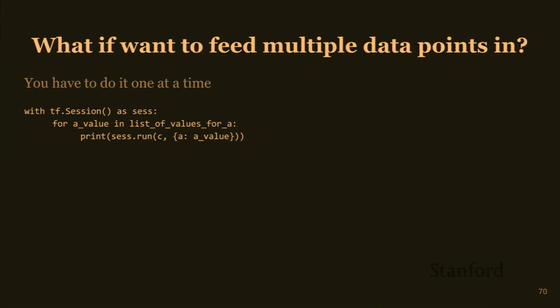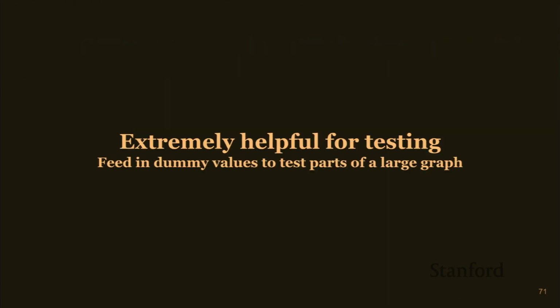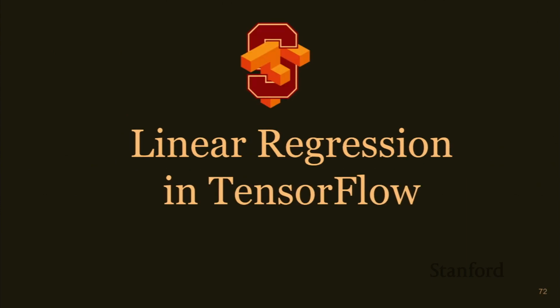So when you train, you might have multiple batches or multiple samples. If you want to use feed_dict, you have to fit them in one at a time, so you usually use a for loop. You can see it a lot in the training loop. So it's good for testing, and you can probably use it at some point in the class.